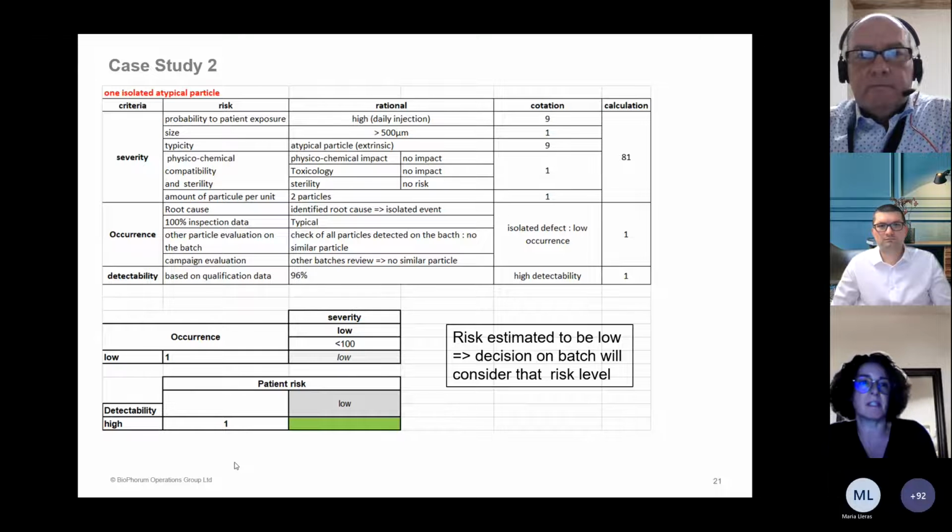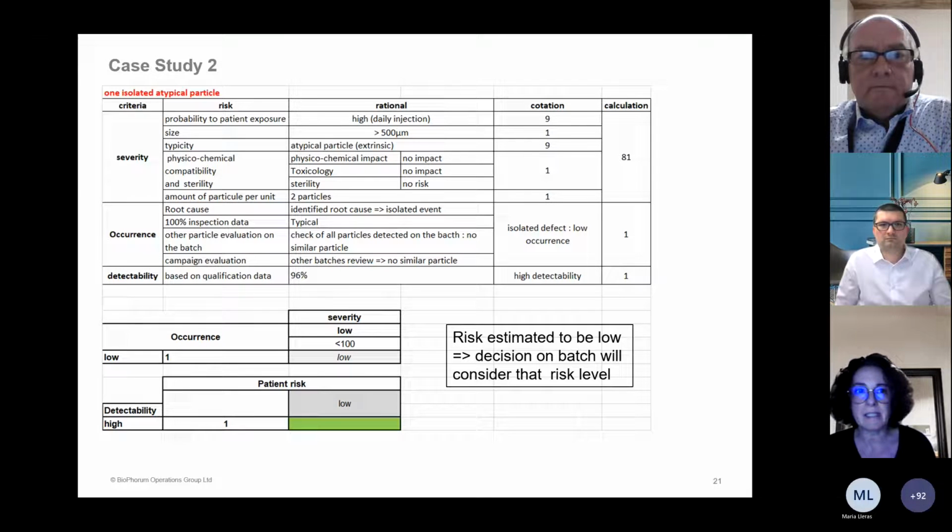In that case, we will first evaluate severity. Based on what was presented above, we will quote the probability of patient exposure. In our case, it was mainly driven by the fact that it was a daily injection, so it was a quotation of 9. The size of the particle was big, over 500 micron, quotation 1. And the particle was considered atypical because it was extrinsic based on the nature of the particle, so the quotation was 9.